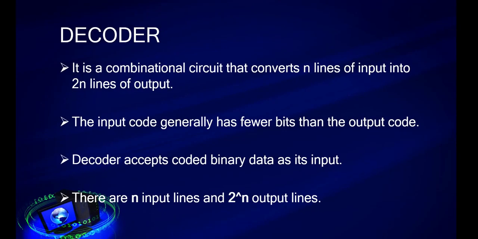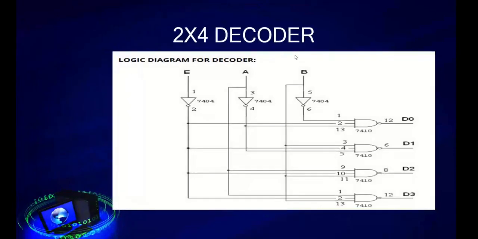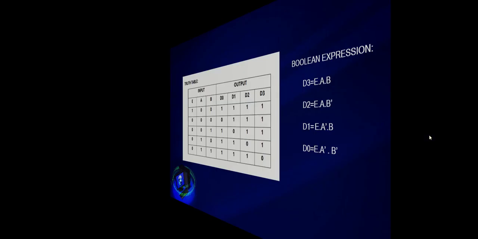It's a combinational circuit that converts n lines of input into 2^n lines of output. The input code generally has fewer bits than the output code. A decoder accepts coded binary data as its input. There are n input lines and 2^n output lines. For example, if we take a 2 into 4 decoder, the logic diagram has been given here. We use 3 NOT gates and 4 NAND gates over here. This is the enable pin, these 2 are the inputs and these 4 are the outputs.